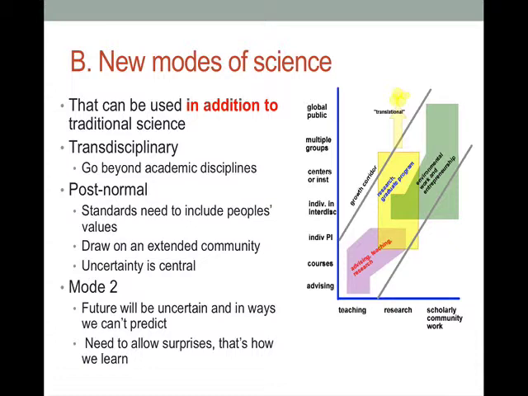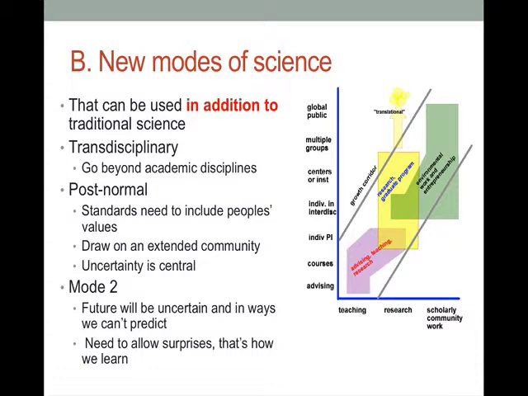And as opposed to traditional science, where uncertainty is really the lack of knowledge, instead post-normal uncertainty is something that's central to what we have to deal with, and that it's not going to go away even if we do enough research. And another example is mode 2.